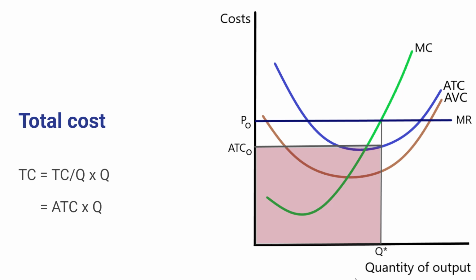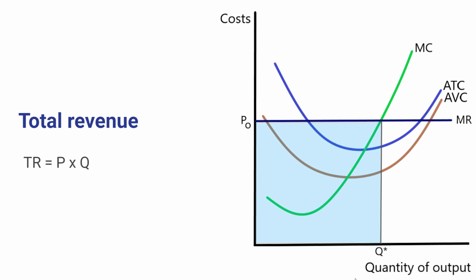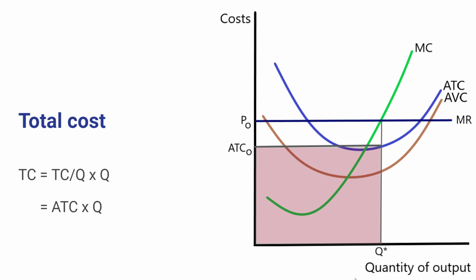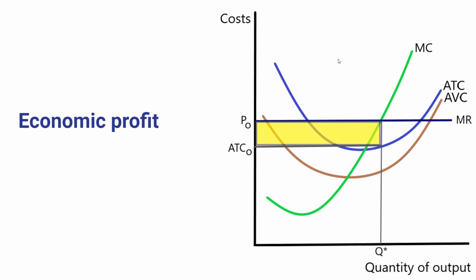And if we look at the shaded rectangle here, the height of that rectangle is average total cost, the base is quantity, so the area of that rectangle is just average total cost times quantity. Now we have total revenue and total cost. Total revenue is this blue rectangle, total cost is this reddish rectangle, so profit is just total revenue minus total cost, which is that larger rectangle minus a smaller one, and that's just equal to this yellow rectangle in the diagram that now appears on the screen.